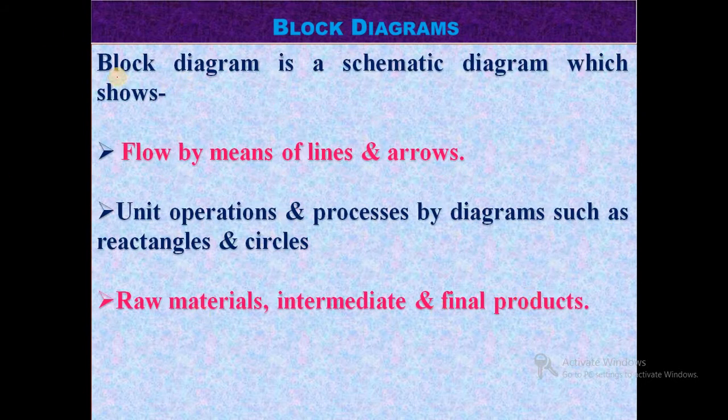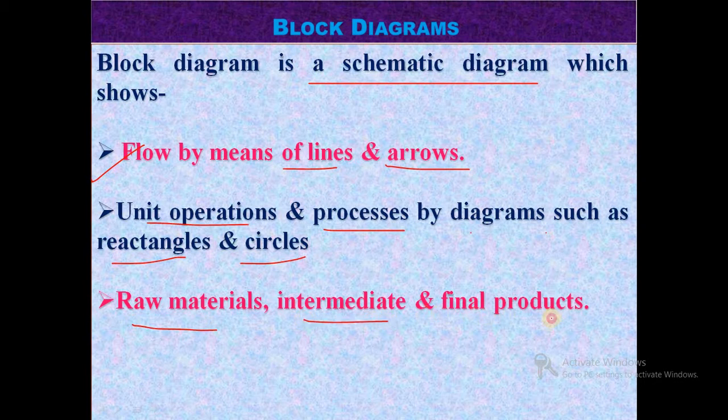A block diagram is a schematic diagram which shows flow by means of lines and arrows. Flow can be represented by drawing lines and arrows. Unit operations and processes are shown by shapes such as rectangles and circles. Rectangles and circles are drawn to show any type of unit operation and process, and also to represent raw materials, intermediates, and final products.